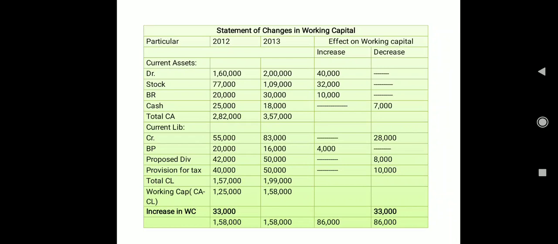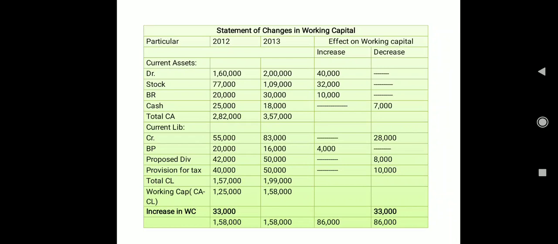So here we are able to see very clearly in 2012 working capital was 1,25,000, but in 2013 working capital is 1,58,000. That means working capital is increasing. So how much increasing? The difference between 158 and 125, that is 33,000. So increase in working capital 33,000. Make the total both sides the same balance in your 2012 and 13, 1,58,000, 1,58,000.